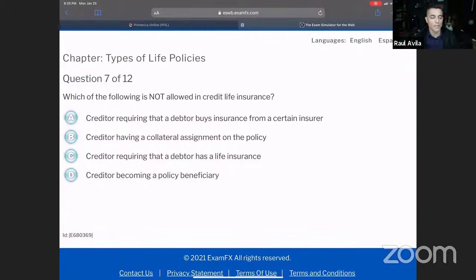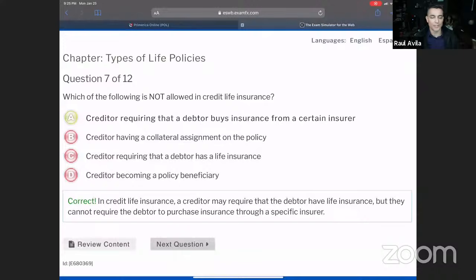B, creditor having a collateral assignment on the policy. I don't know. And A, Justin says the answer is A. Let me go back to the chat. There we go. A says creditor requiring that a debtor buys insurance from a certain insurer. Yeah, I think that's right. I think it's A. Yep, it is A.